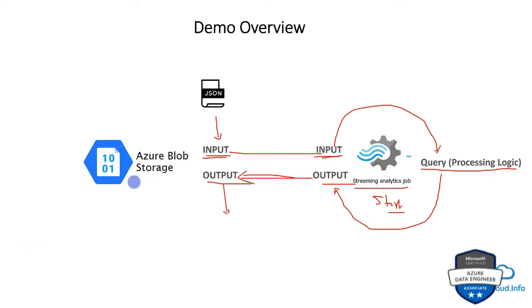So our first step will be to create the blob storage and both of these containers. Our second step will be to create a Stream Analytics job and define the input, output, and processing logic. And then we will start this job. Once the job is running, we will import a JSON file into the input container, and hopefully it will be picked up by the job, processed, and written back to the output, and finally to the blob storage output. So let's start with the Azure Blob storage.